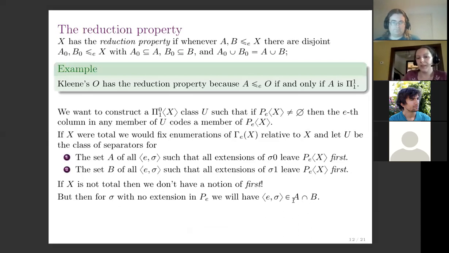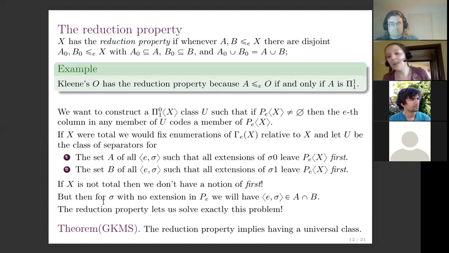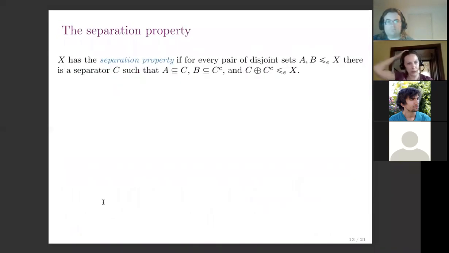So for sigma, if sigma in particular has no extensions in P, we'll be forced to enumerate it in both sets A and B. But then the reduction property will allow us to solve precisely this problem. It will take these sets A and B that intersect where it doesn't really matter, and it will give us disjoint sets, one subset of A, one subset of B. Now a separator for that will give us a universal class. Okay, so that's how the reduction property is used. Let's move on to the next one, the separation property.